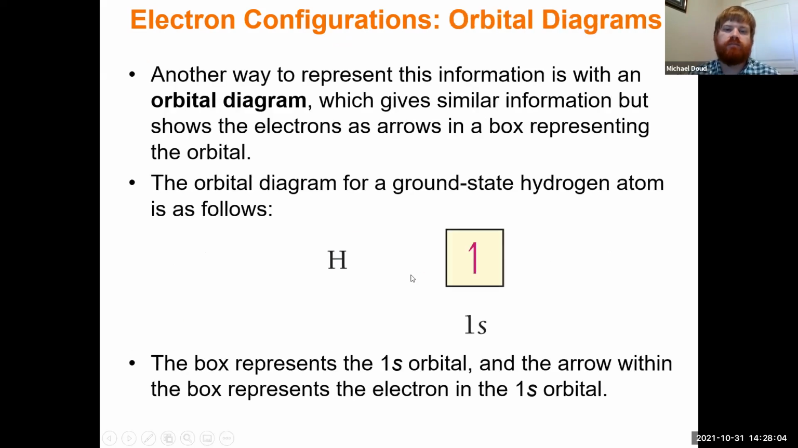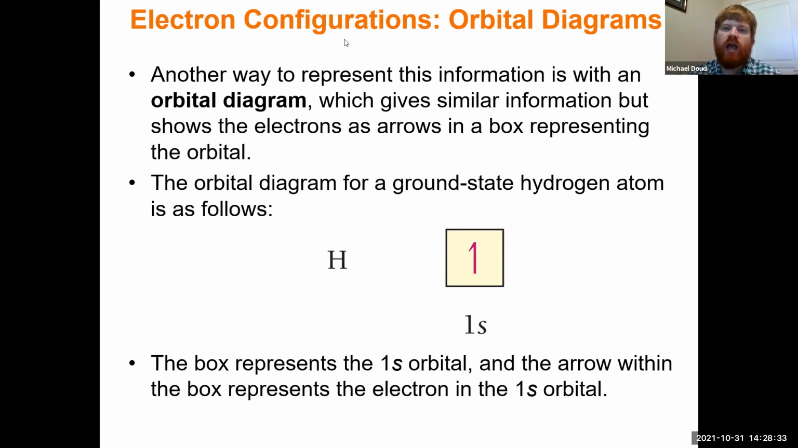Okay. So the other way that we can represent this is what's called an orbital diagram. And the way that we do that is for an orbital diagram, we just draw a box, okay? And the box represents the orbital. Now for hydrogen, we know that we have a 1s sublevel. And as I mentioned, 1s sublevels have one orbital. So we just have to draw one box above the number 1s. Okay, easy enough, right?